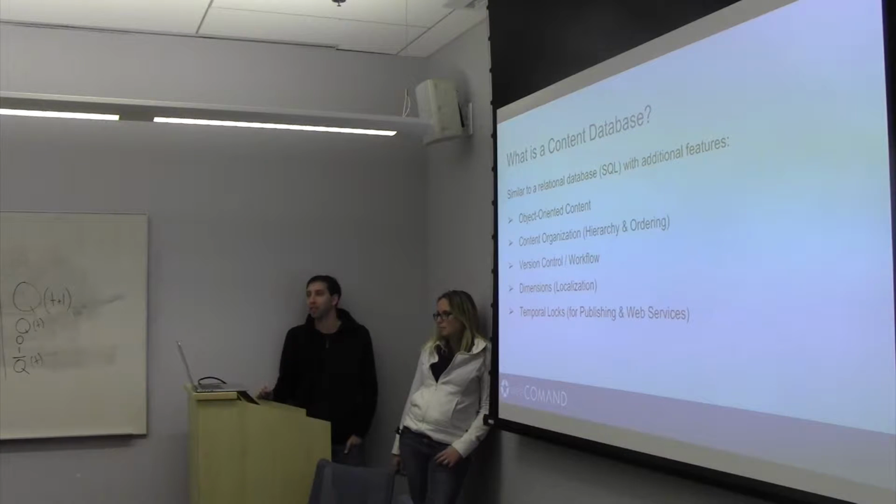So what is a content database? A content database is basically similar to a relational database, your typical SQL database, but it's got some additional high-level features built on top of that layer. We're going to go over each of these in more detail, so I won't dwell on them now, but it's object-oriented content. It gives you the ability to organize your content in things like folders and change their order. It's got version control, workflow, what we call dimensions, which allows you to do things like localization and language translations, and temporal locks, which we'll get into.